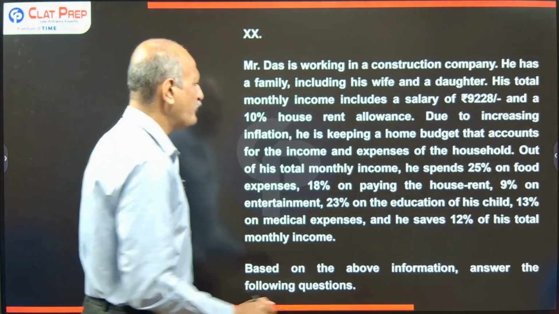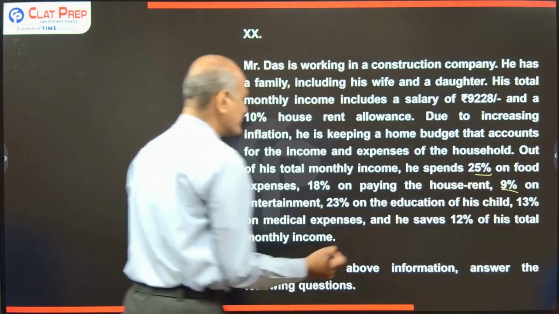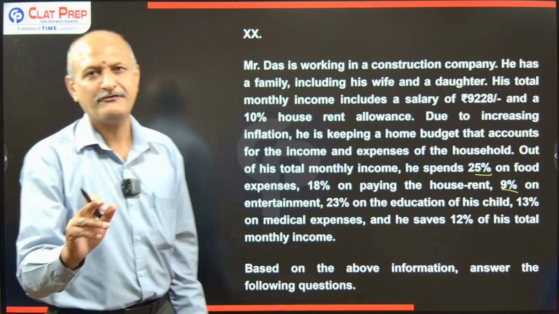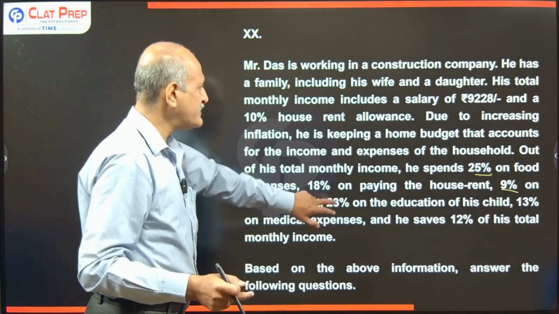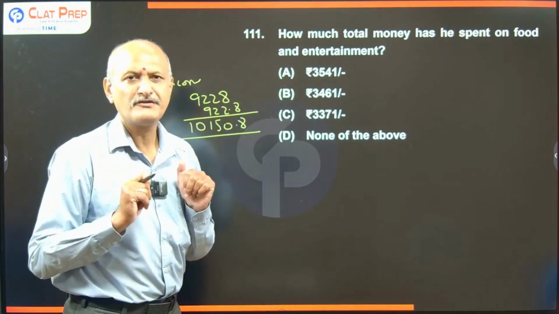Please see here. On food, what do we know? It is 25%, and on entertainment we know it is how much? It is 9% here. 25 plus 9, how much? It is 34%. So what exactly are we calculating? It is just this one, 34% of his total income here. That's what we are supposed to calculate.